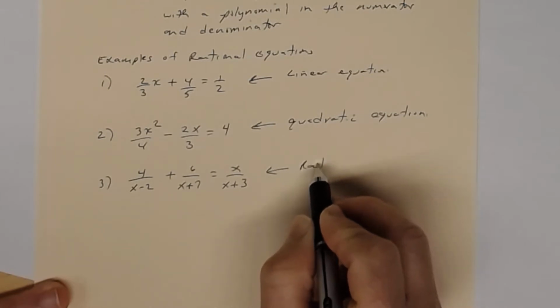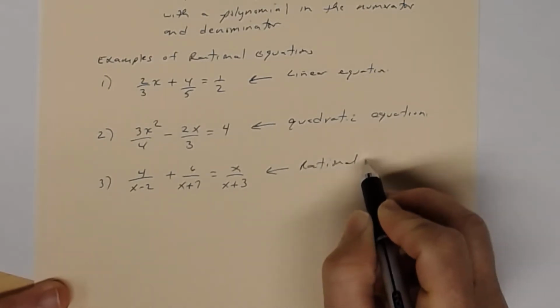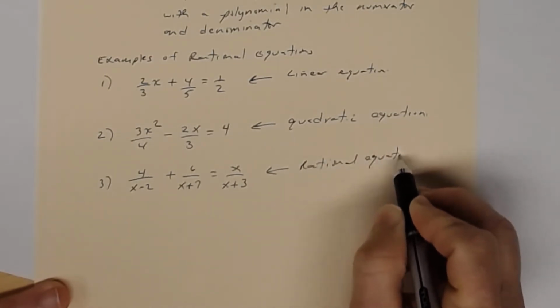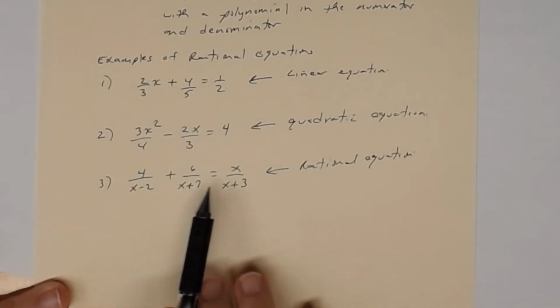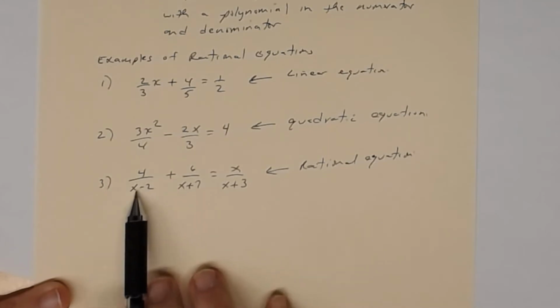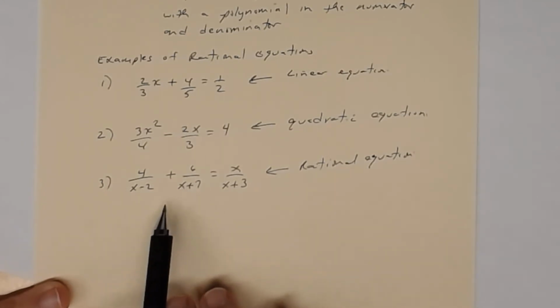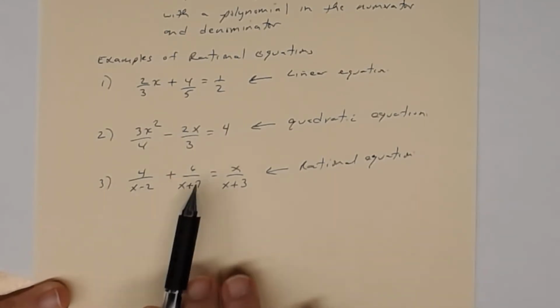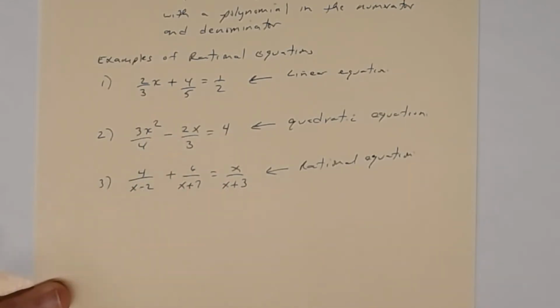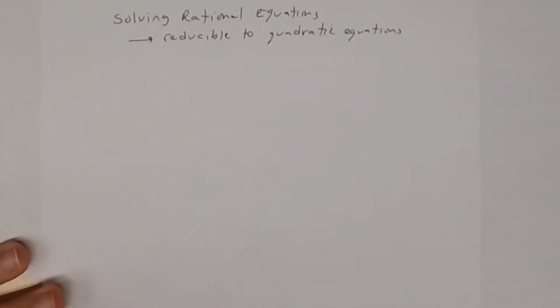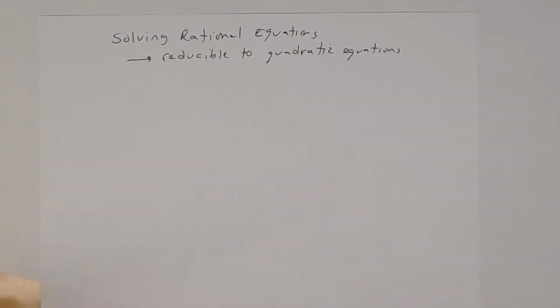So that is what students think of when they hear the word rational equation. So it's an equation where you have at least one rational expression with a variable in the denominator. That's what students think of when they think of rational equations. But remember, these are also called rational equations as well. So let's go ahead and start looking at some examples where we're going to solve rational equations. So let's look at the first one. So here's the first one.